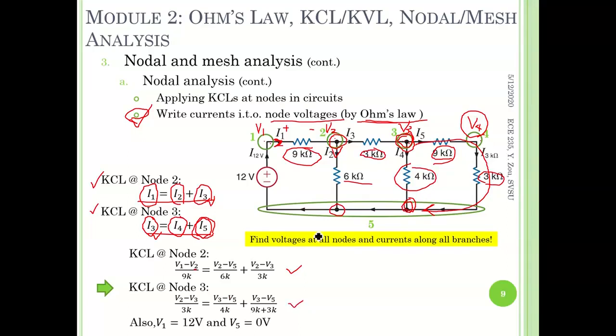What are they? It is very easy to notice that, first of all, V5 is nothing but the ground, as we already said. Therefore, V5 is equal to 0. Very useful. And also, if you observe carefully, V1 is equal to the voltage source, 12 volt. These could be considered as another equation.